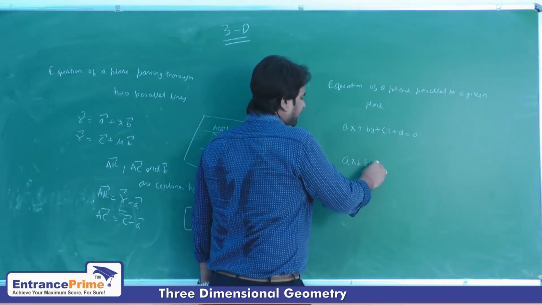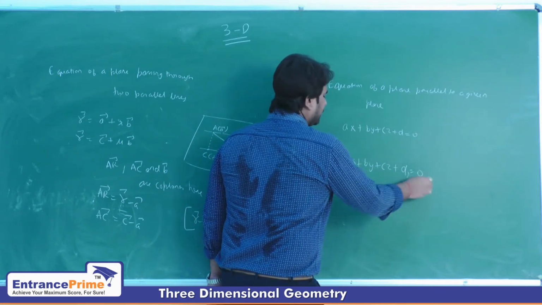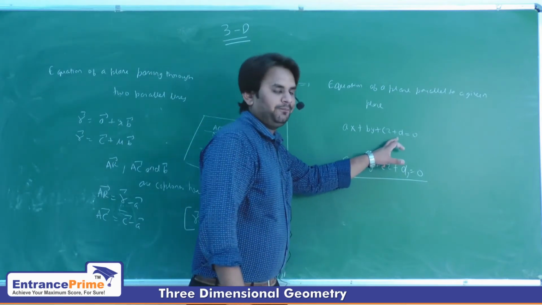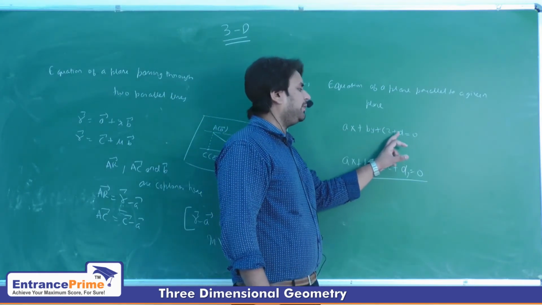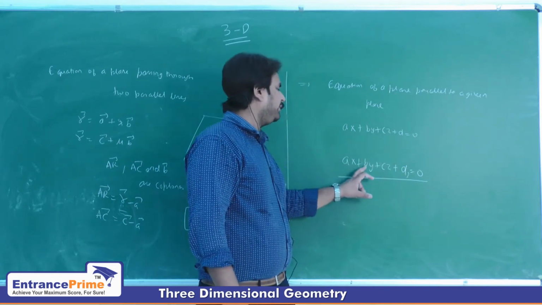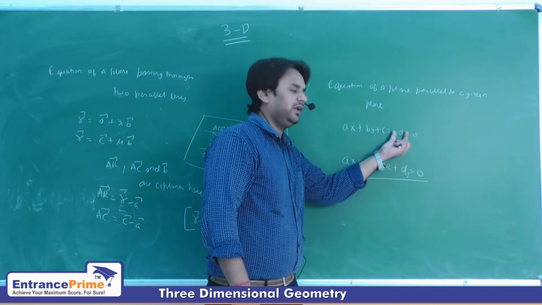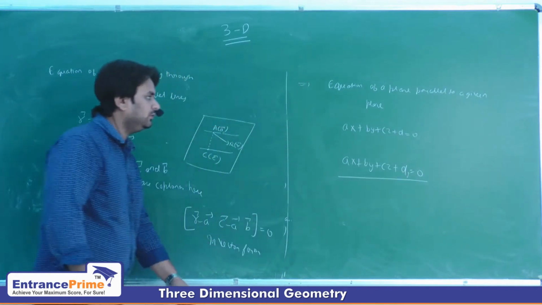The plane parallel to this plane is given by ax plus by plus cz plus d1 is equal to 0, because the difference between two parallel planes is constant. Their direction ratio vector will be the same, means ax plus by plus cz will be the same in both. The difference will be of a constant, so here d or d1 will come. Okay, note it down.